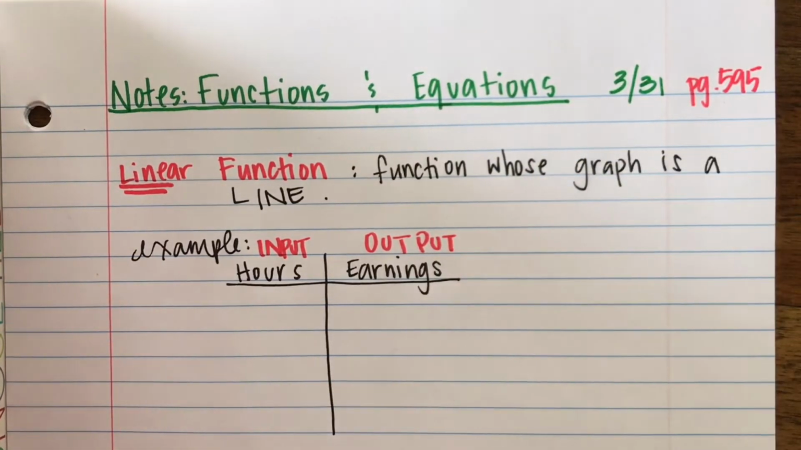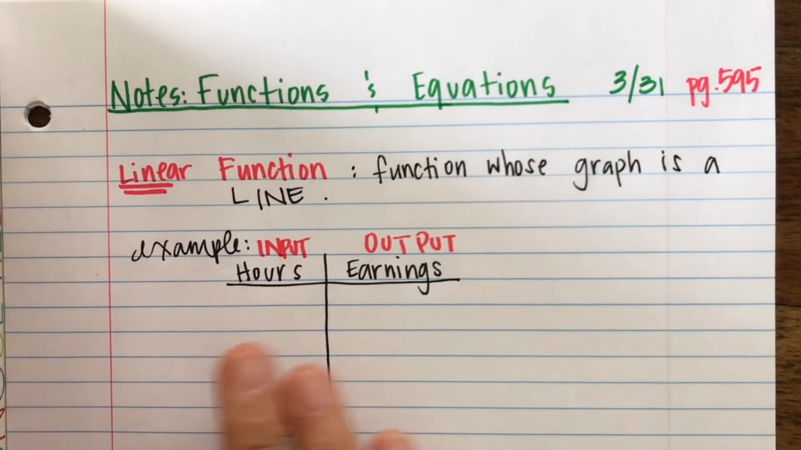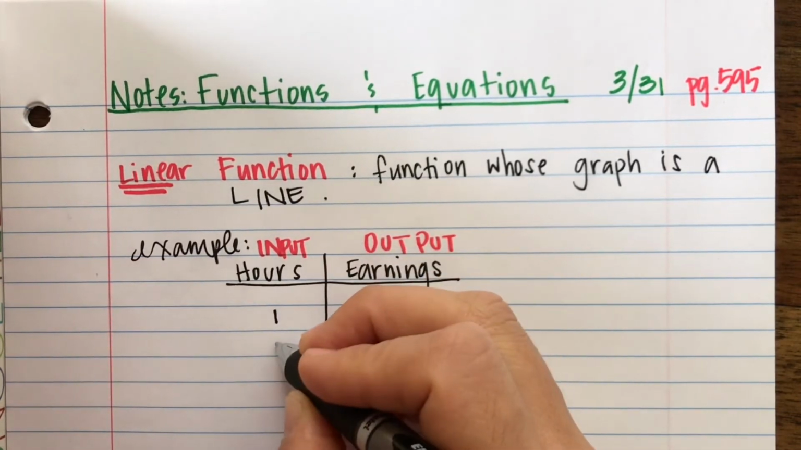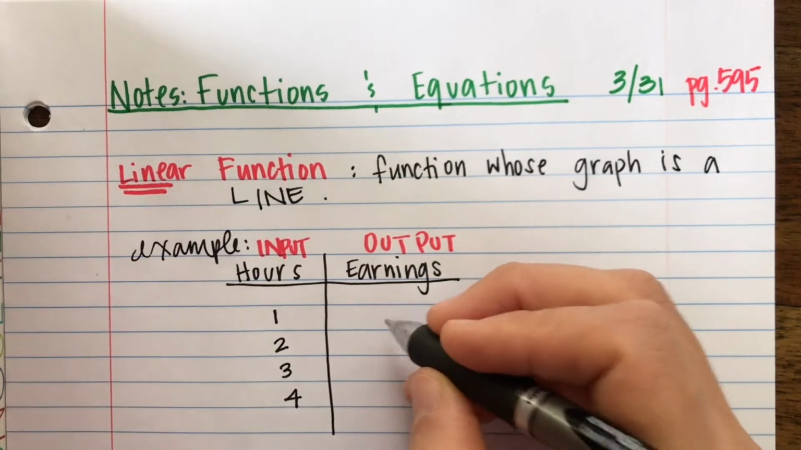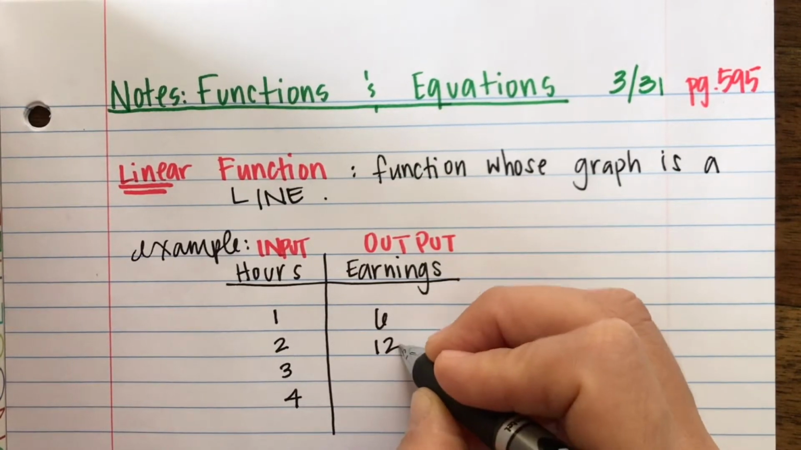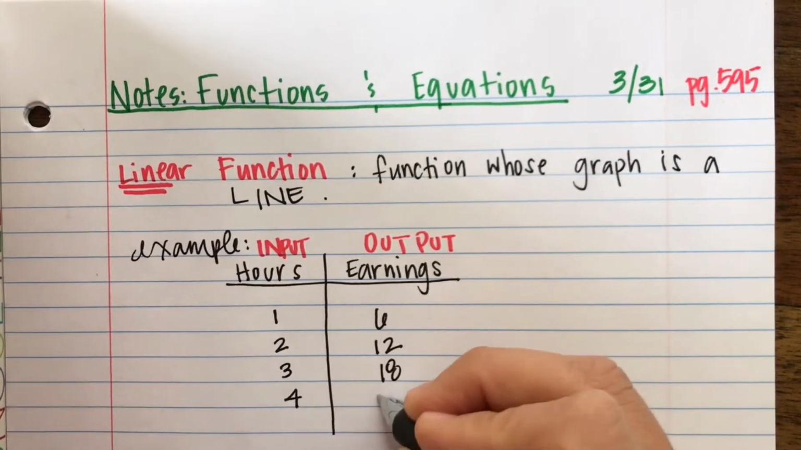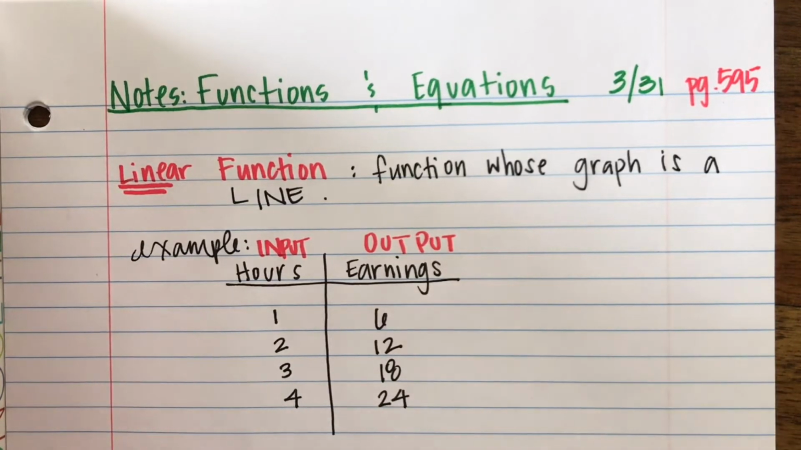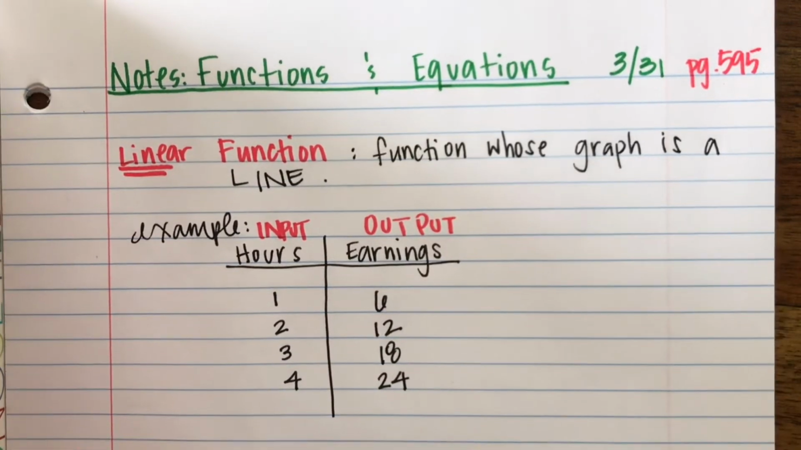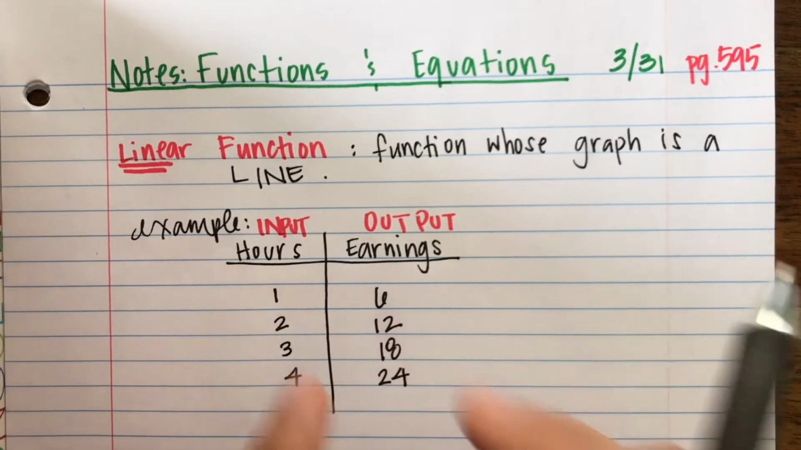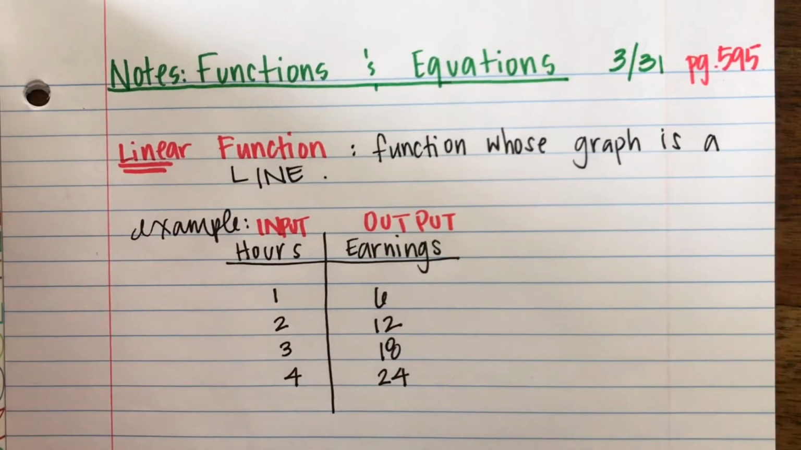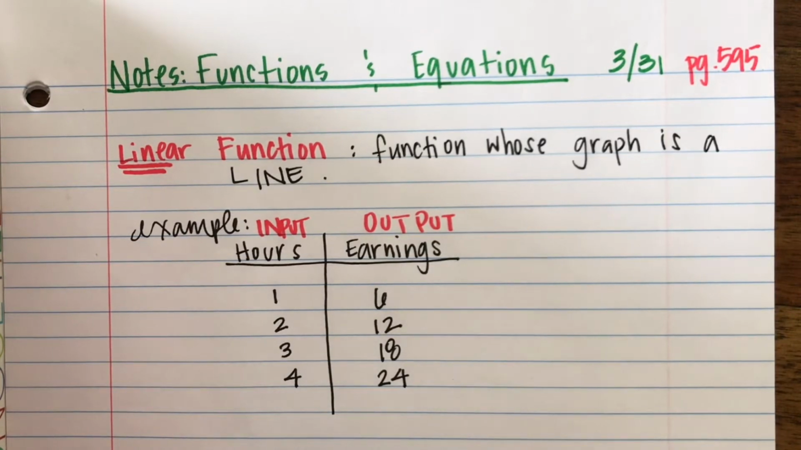So yesterday we had the function, and we either had the input or the output. Today what we're looking at is data. So we have 1 hour, 2 hours, 3 hours, and 4 hours, and we have she earned $6, 12, 18, and 24. Now, your job is to look at the relationship between the input and the output and find what connects them, right? That's what's going to give us the function here.